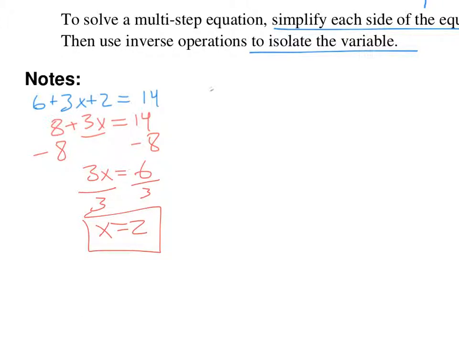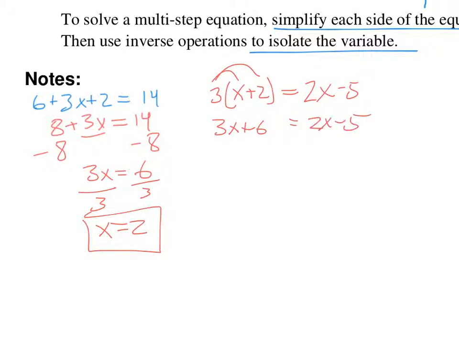So what if we have variables on both sides? Like 3 times the quantity x plus 2 this way equals 2x minus 5. Well, first thing we need to do is simplify the left side by distributing. And we get 3x plus 6. Then we want to get all the variables on one side. Right now the variables are on two sides, 3x and 2x. So we need to move those.